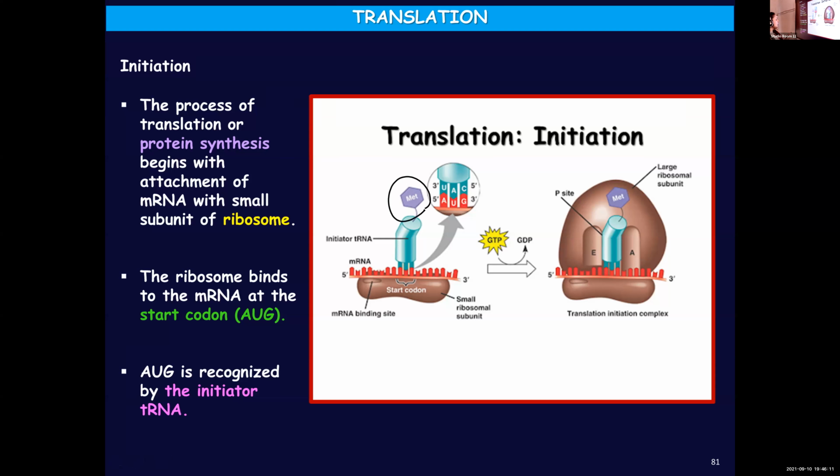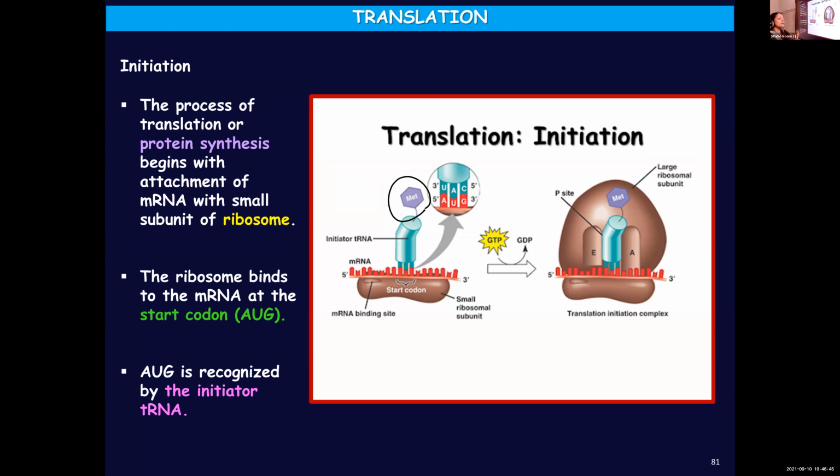Once this has taken place, the next step is that the large subunit will come and join with the small subunit. After the initiator transfer RNA has attached to the AUG or start codon, the large subunit will come and join it, and together they will form the translation initiation complex. That is not mentioned in the textbook. If it is not mentioned also, no problem. So the large subunit will come and join together.